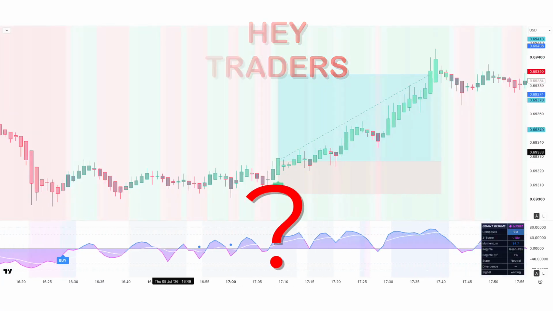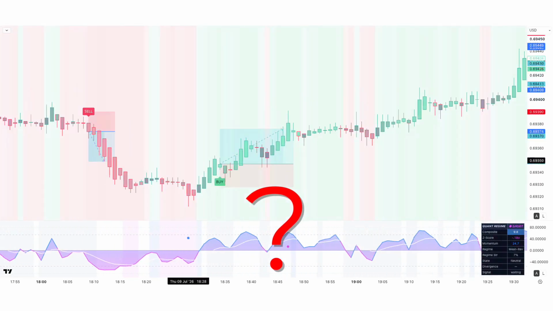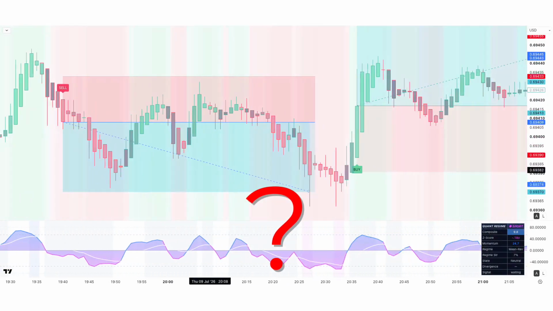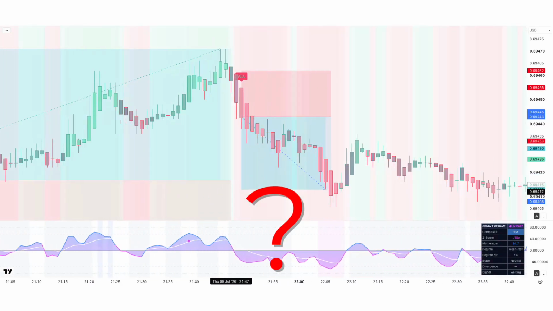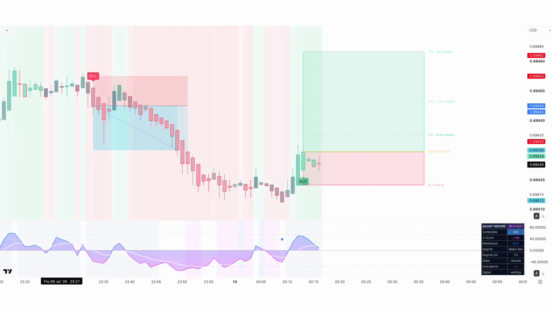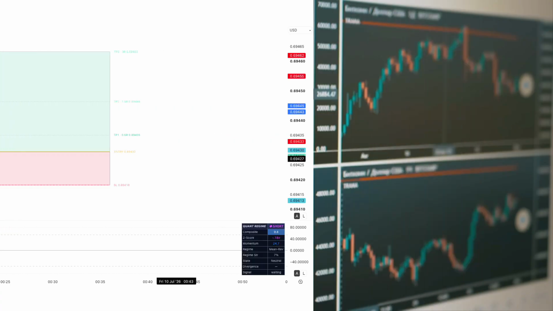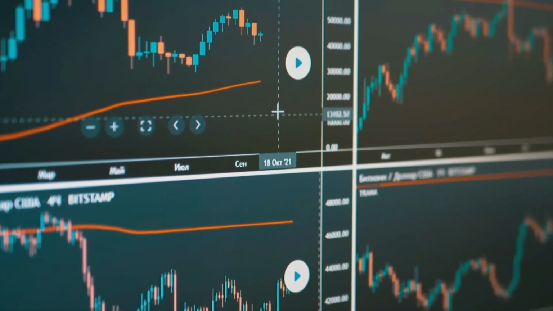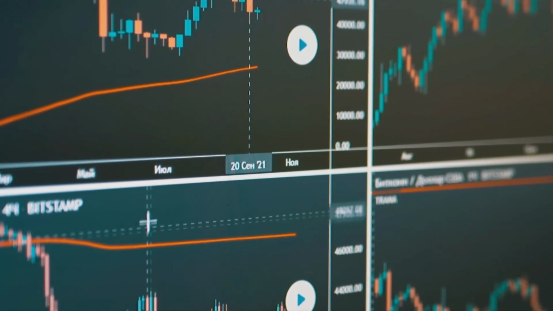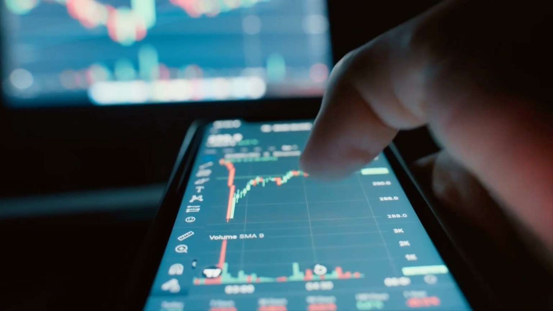Hey traders, have you ever wondered why the Quant engine indicator gives great signals for some traders but keeps disappointing others? The truth is, the indicator usually isn't the problem. It's the way it's configured and used. A few small setting changes can completely change how it behaves on the chart.